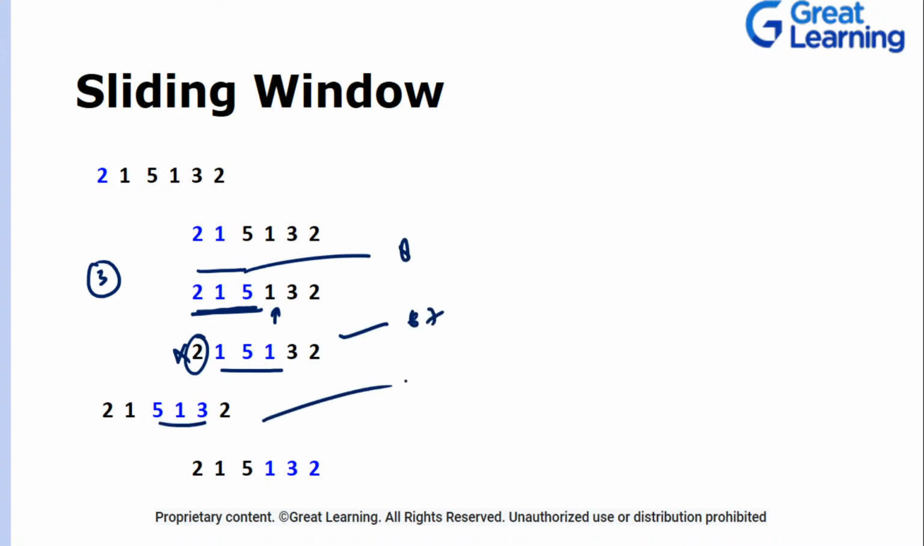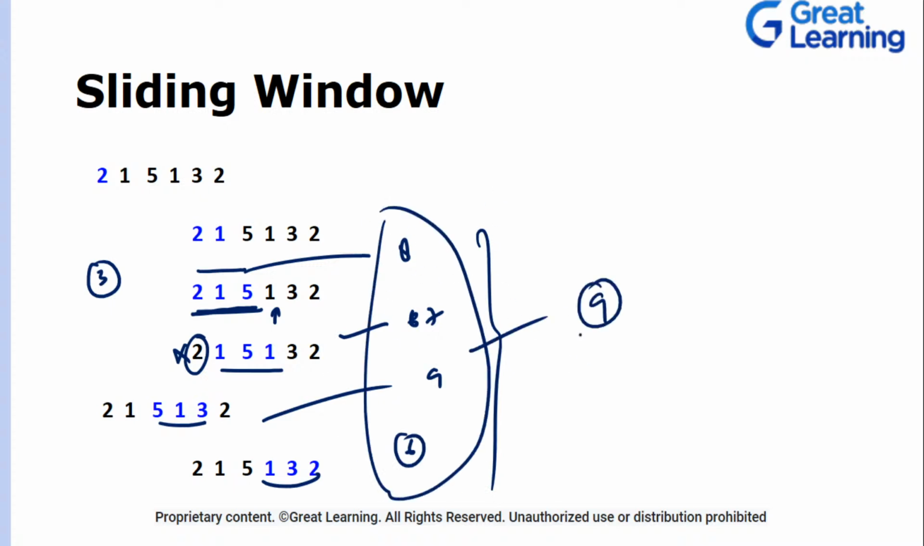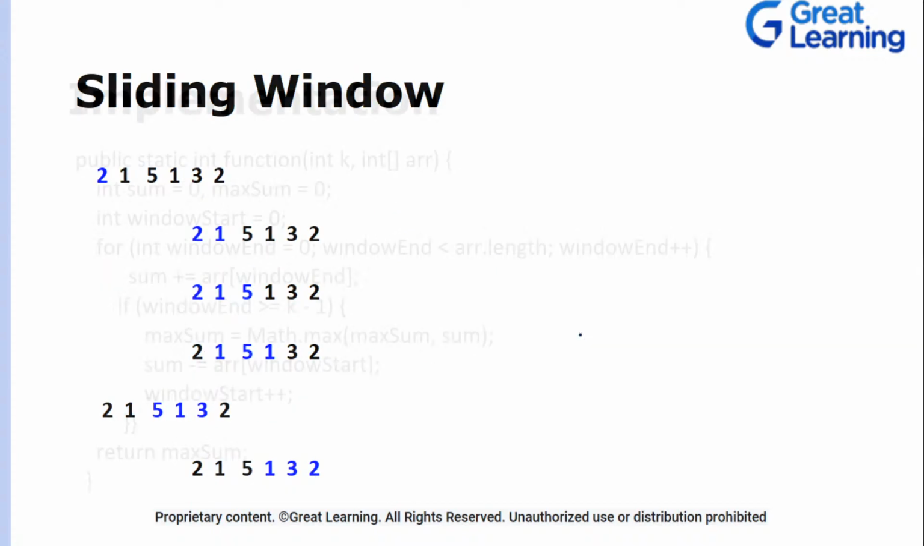Now here the sum is 9. Now here the sum is 6. So obviously now you will be having some kind of a variable which will help you to store the maximum out of these, and that will be your answer. So let's try to understand the implementation.